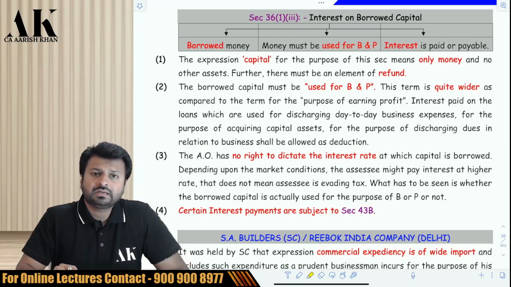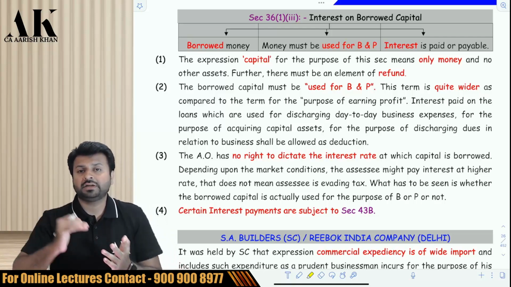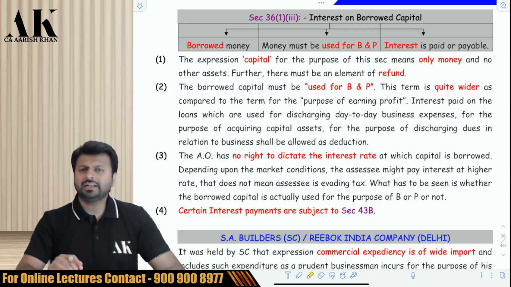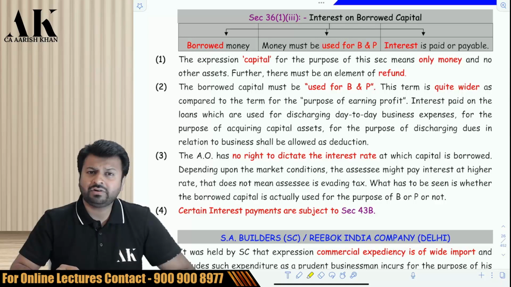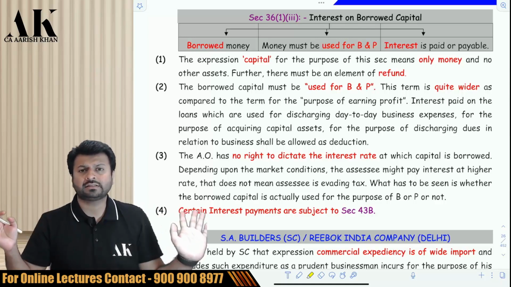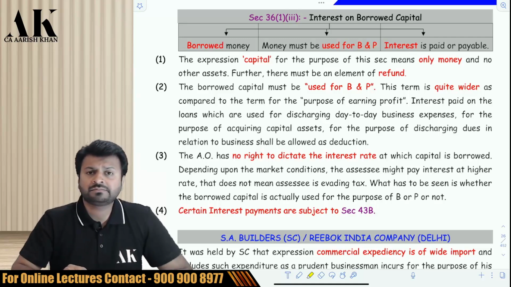Okay. Now, does the assessing officer have the right to tell you the rate of interest? That no, you cannot pay 20% interest, you cannot pay 25% interest. Can the assessing officer tell you this? That how the hell can you take a loan at a 25% rate of interest? The Supreme Court has held in so many cases, even High Courts have held, that the assessing officer has no right to dictate the rate of interest. He has no right to do that.